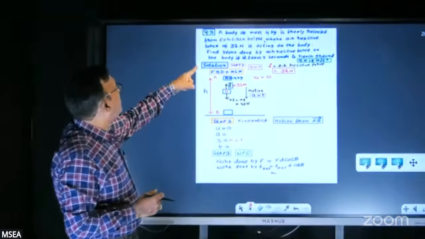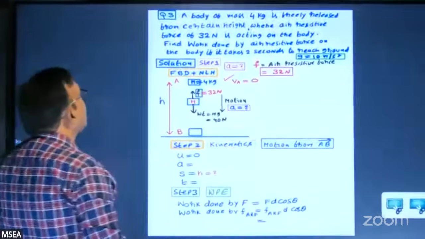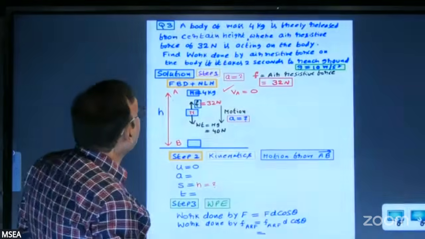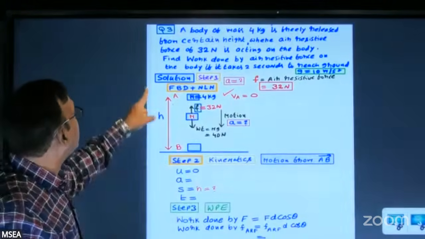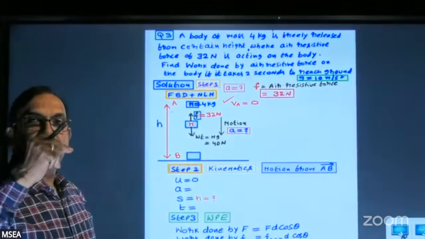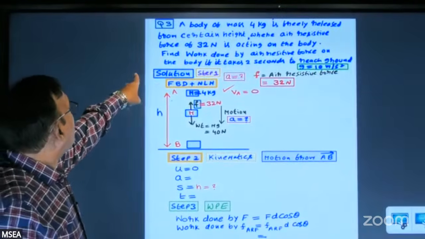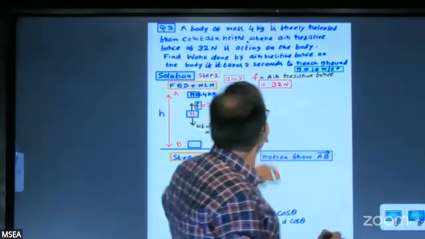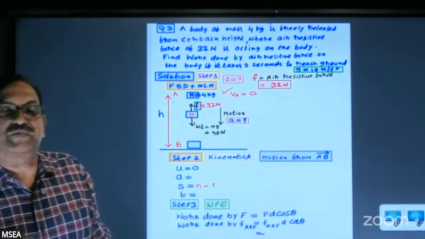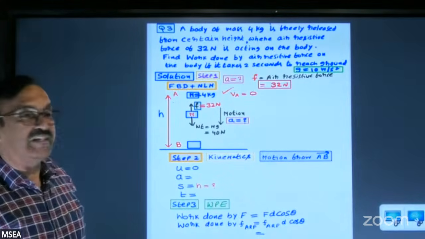A body of mass 4 kilogram is freely released, that means velocity at point A is 0, from a certain height. The height is not given. An air resistance force of 32 Newton is acting on the body. Right in the region where it is released, there is a constant air resistance force of 32 Newton. Find the work done by the air resistance force if it takes 2 seconds to reach the ground. The body is consuming 2 seconds to strike the ground. In that time, what is the work done by the air resistance force?